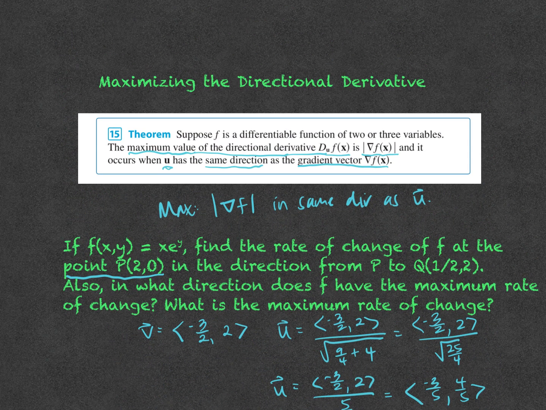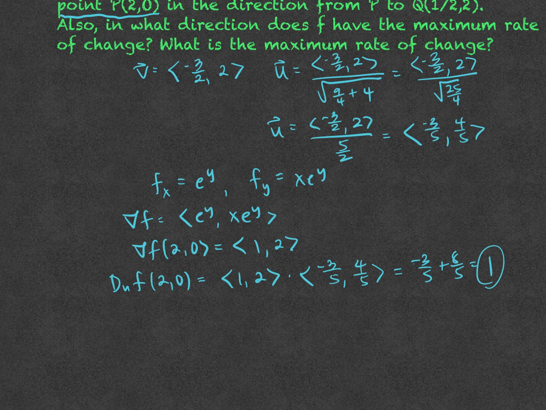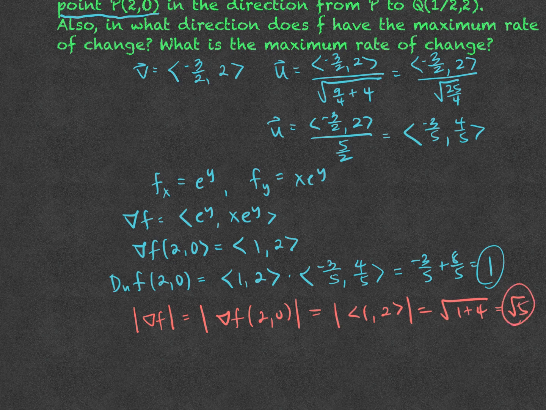So let's go back up here. Remember that our maximum rate of change is the length of the gradient. So we have our rate of change. Now let's find the maximum rate of change. The length of the gradient of f at the point 2, 0, which we already found to be the vector 1, 2, is nice, easy math. The square root of 1 squared plus 2 squared, 1 plus 4, so we have the square root of 5. This is the maximum value of our directional derivative at the point 2, 0.